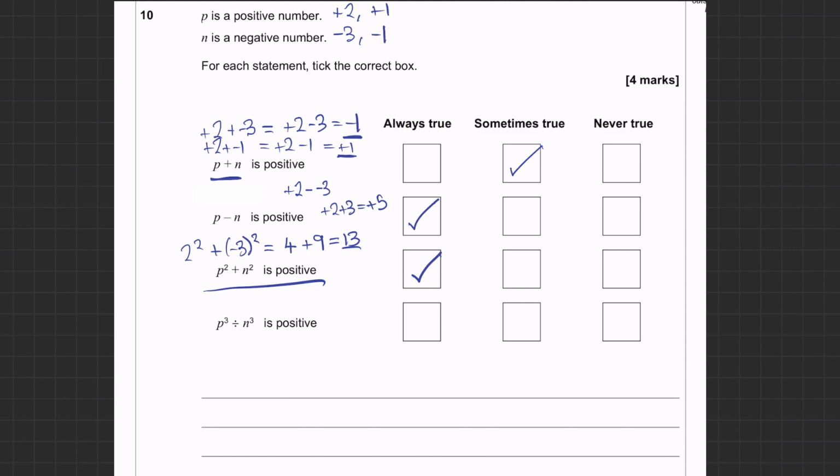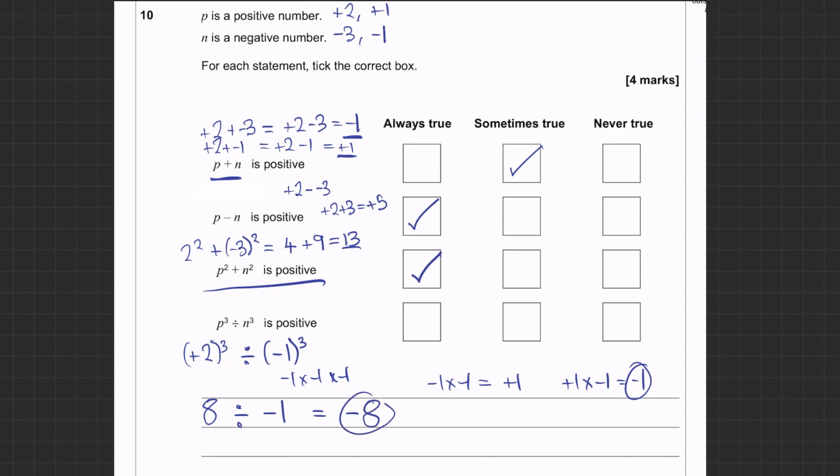And lastly, P cubed divided by N cubed, I'm going to use plus 2 cubed divided by negative 1 cubed for this. So 2 cubed is 8. Negative 1 cubed is negative 1 times negative 1 times negative 1. Well, negative 1 times negative 1 is positive 1, and positive 1 times negative 1 is negative 1. So that will become divided by negative 1, which will give us a negative number. So P cubed divided by N cubed, or positive cubed divided by a negative cubed, will never equal a positive. So it's never true.